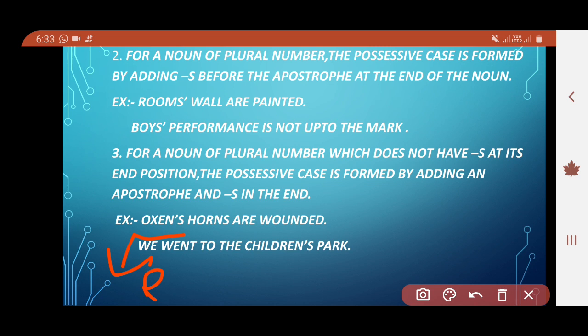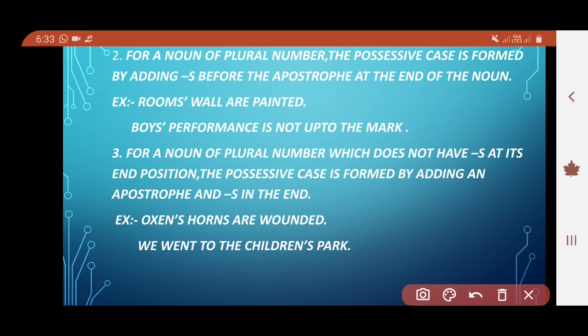So when there is no s at the end of a noun that is in plural form, then we can form the possessive case by adding an apostrophe mark, and after that we have to put an s at the end of the plural noun. So it will become oxen's horns are wounded. So what is this oxen possessing? Oxen are possessing what? Horns. So it is now in possessive case.